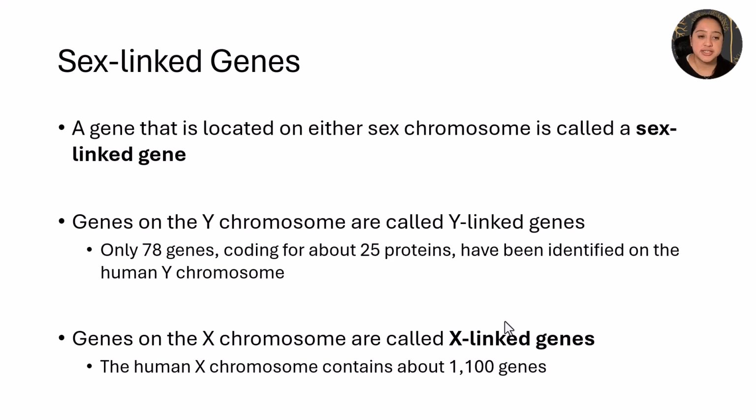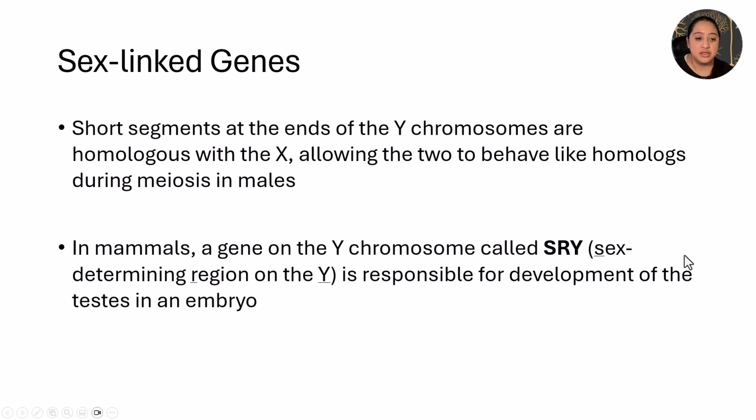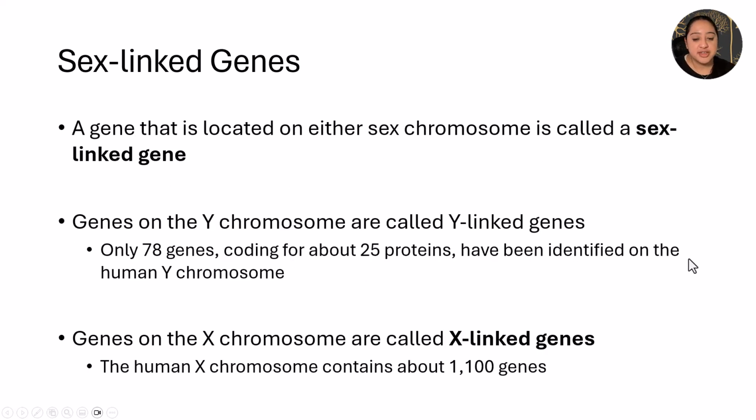And so a gene that is located on either of those sex chromosomes is called a sex-linked gene because it's literally physically linked to those sex chromosomes. So genes on the Y chromosome are called Y-linked genes, like this one, the SRY. But there's not that many of them because the Y chromosome is so small. So on the Y, there's only 78 genes, and they code for about 25 proteins that have been identified on the human Y chromosome. And then the X chromosome is so much larger that it contains about 1,100 genes.